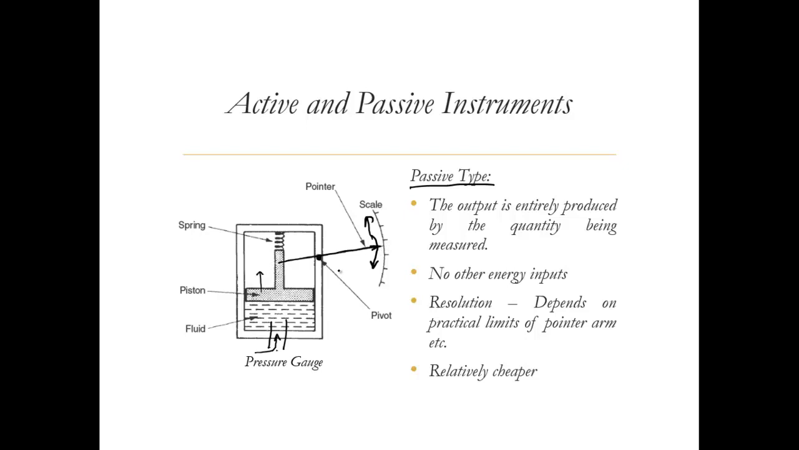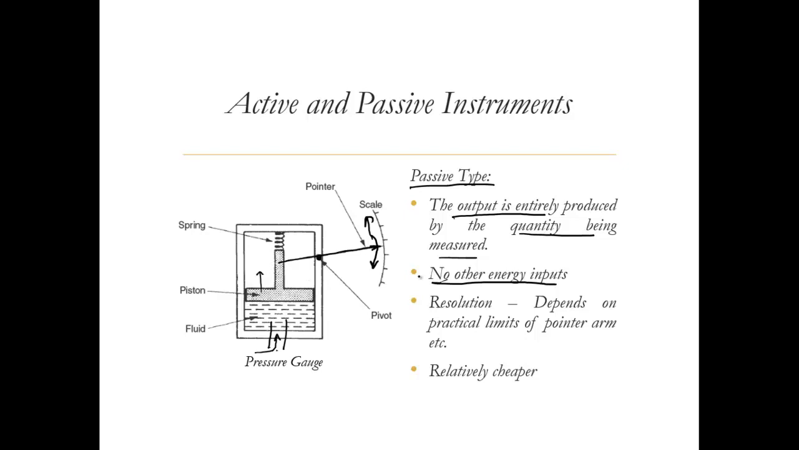In this case, if you compare this with the active instrument, we don't have any external power source here. So the output is entirely produced by the quantity being measured. In the passive instruments, we don't have any external source of energy like electric energy or any other mechanical energy. So we have no other energy inputs; rather, the measurement itself supplies energy to the transducer, that is the one that converts one form of energy to another one.